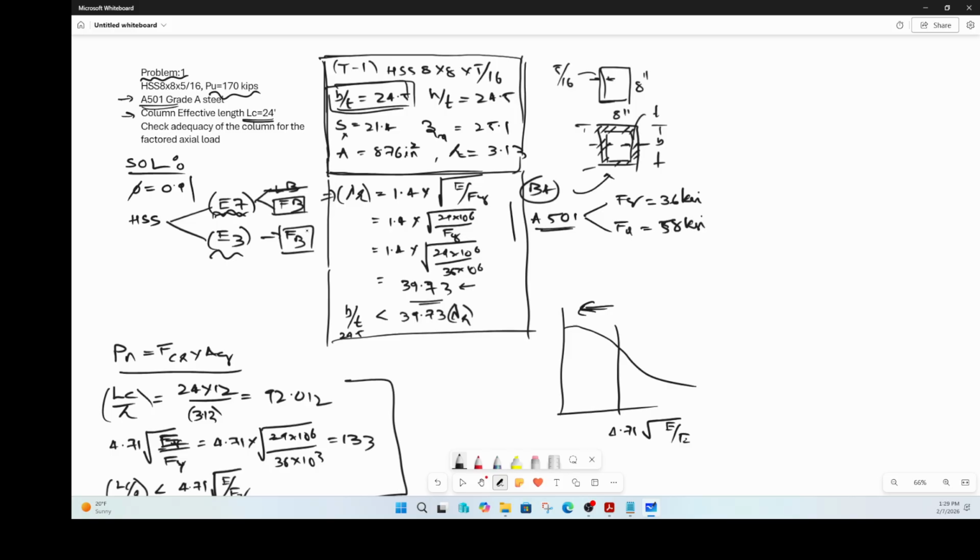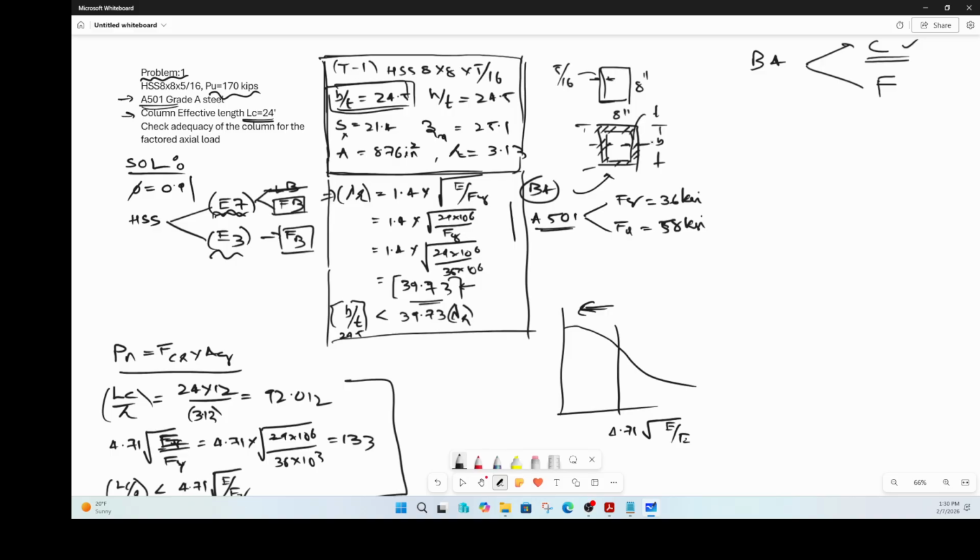There is a table in section B4, and that table has information about compression elements, members subjected to compression and also members subjected to flexure, and you have to pull up the limits from this particular section here. Okay, so the upper limit is 1.4 root E by Fy, which is 39.73, whereas the B by T ratio that we currently have is only 24. That means B by T is less than the upper limit of the slenderness ratio, so we don't have a slender element in the HSS.